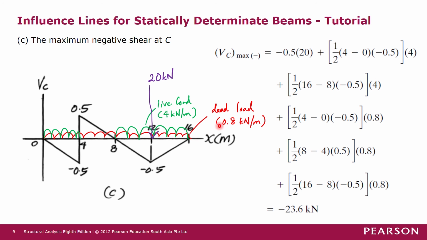And then next we want to look at the effect of the dead load. So the dead load is placed along the whole beam, right? So now we have 0 to 4 meters, which is a negative area, and then we have from 4 to 8 meters where the area is positive, and then from 8 to 16 meters where the area is negative, right? So if we sum all these effects here, we are getting negative 23.6 kilonewton. So this is actually the maximum negative shear force at C with arrangement of loads like this.